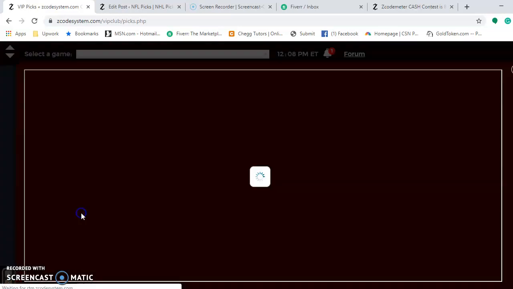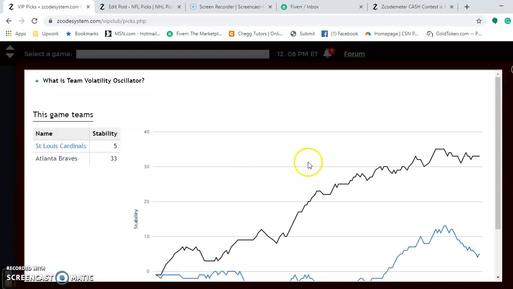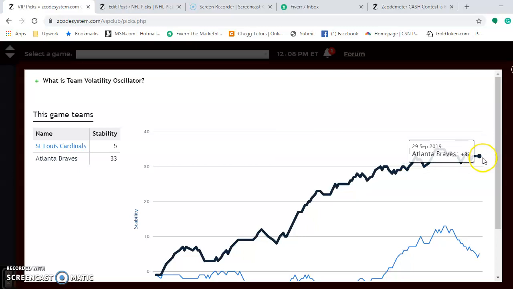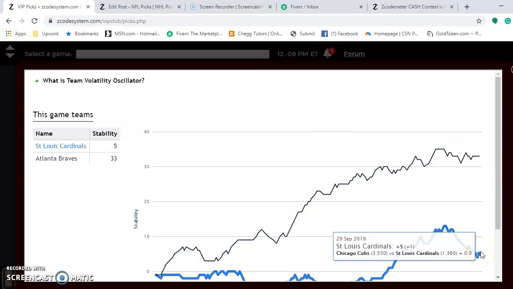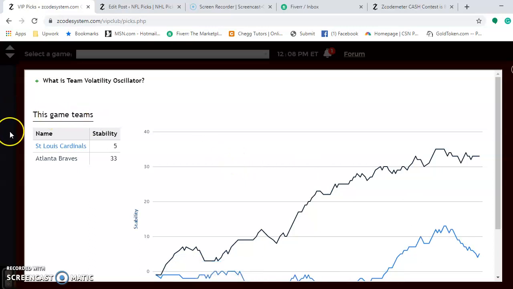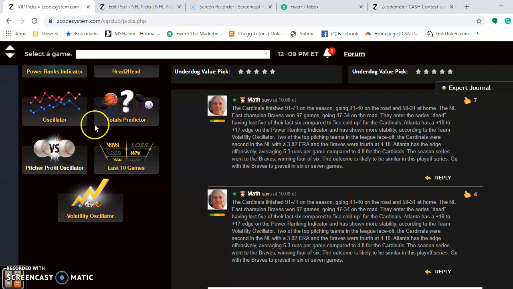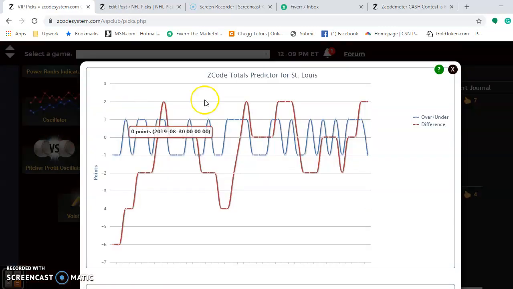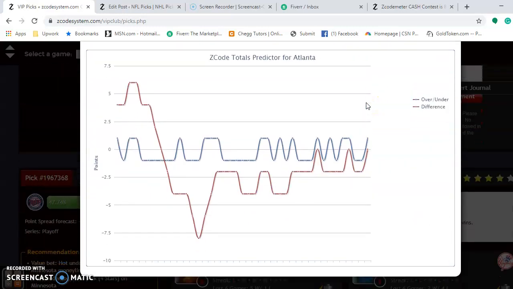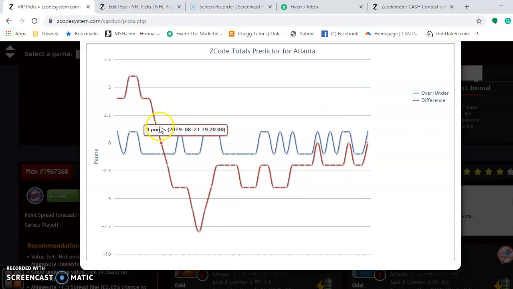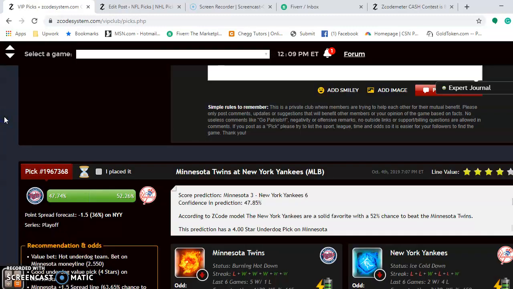If you take a look at the volatility oscillator, how stable are the two teams? Well, the Braves are much more stable at plus 33 compared to plus 5. So take the favorite underdog status with a grain of salt when considering the Cardinals, because they're very inconsistent. Sometimes they're winning as underdogs, sometimes they're losing as predicted. If you're considering the over-under in games in this series, you see that St. Louis is playing in games trending over. The Braves are playing in games trending under, so probably best to avoid the over-under in games in this series.